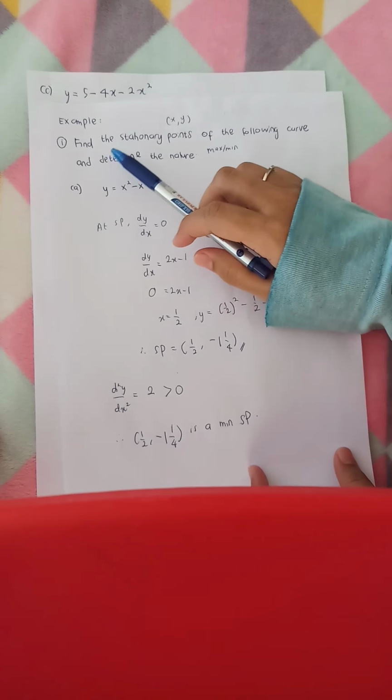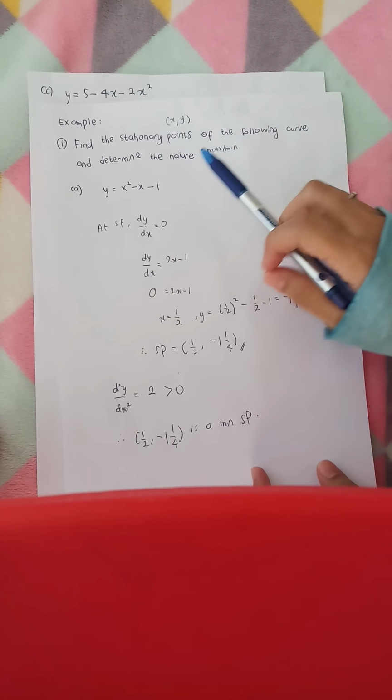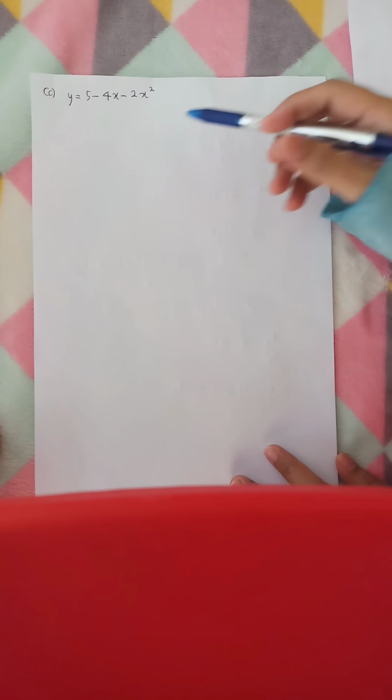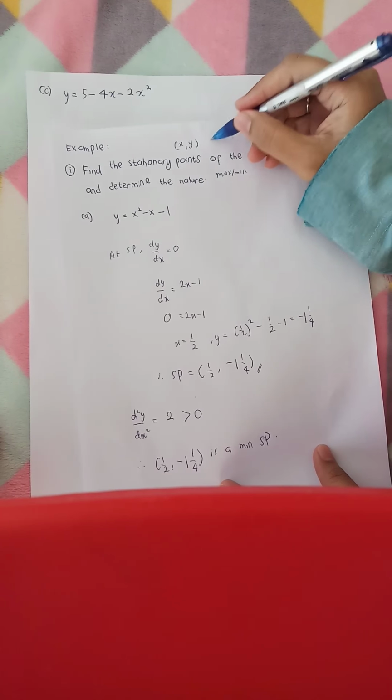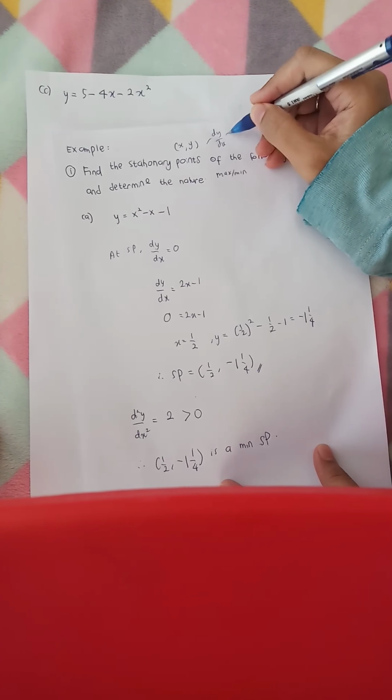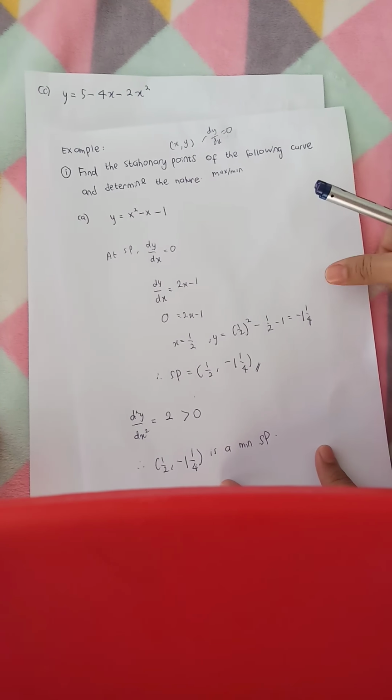Okay, so we continue quickly. So this is question C. Still the same question. Find the stationary point of the following and determine the nature. So this is the equation. Okay. So remember, whenever you see stationary point, the keyword must relate with dy over dx must be equals to 0. Must relate those two things.